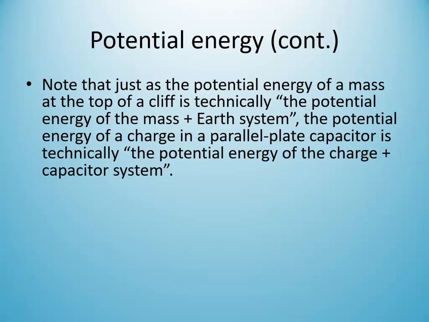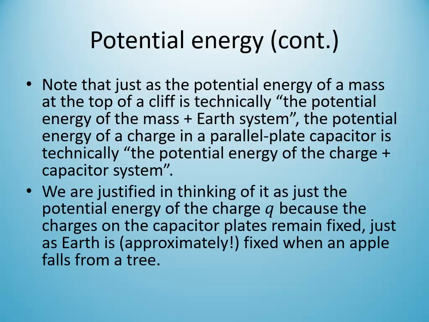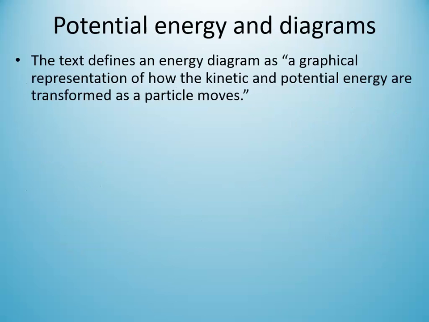Same thing goes with a charge in a parallel plate capacitor. Technically, that's the potential energy of the charge plus capacitor system. The difference, though, is that when you're talking about masses in gravitational fields, the gravitational field generally is constant, unless you're talking about planets interacting with each other or something like that. However, in a lot of this class, the electric field will not be constant because you'll be talking about electric interactions between individual charges. So, it's really only constant if you're talking about something like a parallel plate capacitor or something like that, or if you are sufficiently close to an object with a relatively constant surface charge density near the point where your charge is.